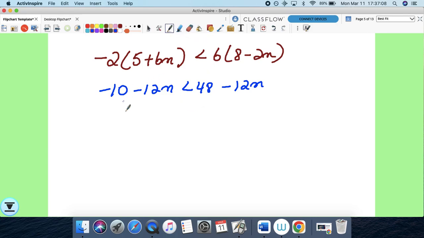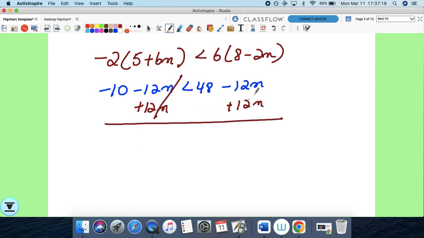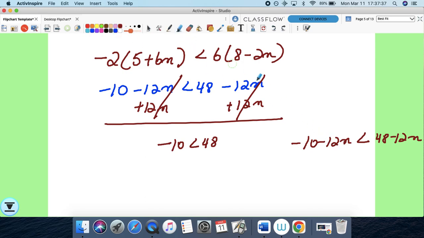So let's keep going. The next step you would do, you would add 12n on this side, and you would add 12n on this side. You take this away, right, it becomes 0, that becomes 0. So you have negative 10 is less than 48. So think about, let me write the previous statement, negative 10 minus 12n, and then that's less than 48 minus 12n. So again, we have two terms here, these guys here, that are exactly the same.